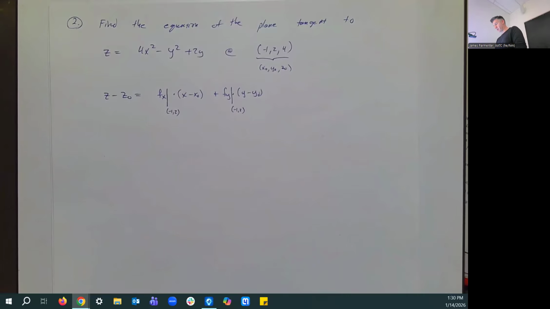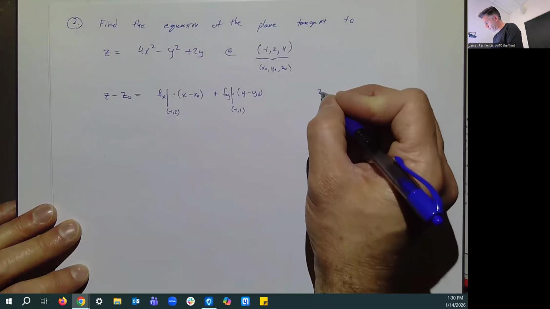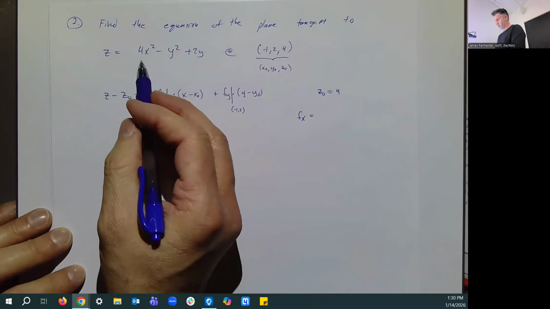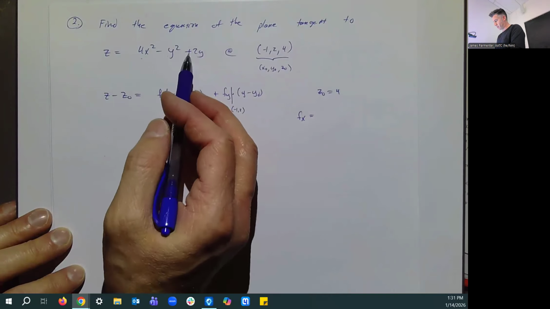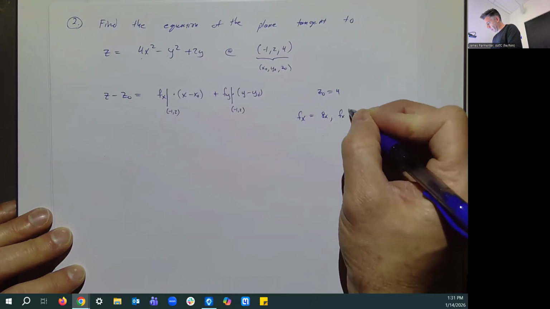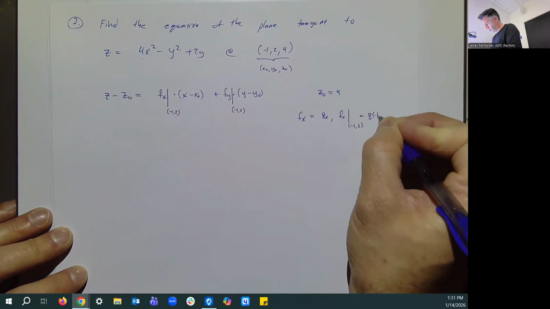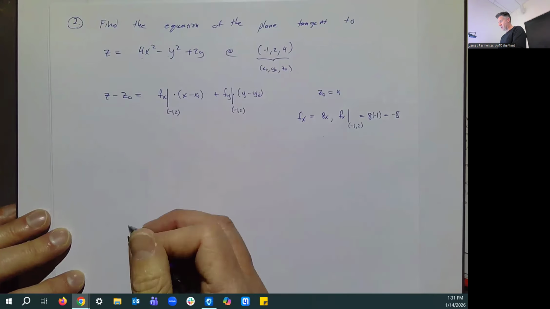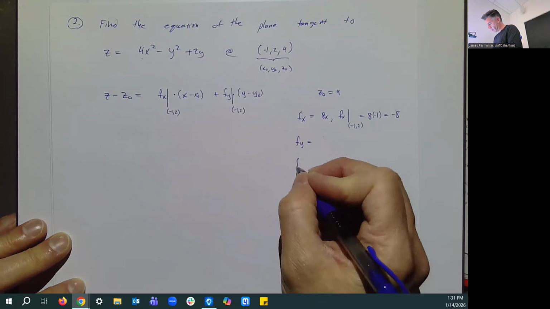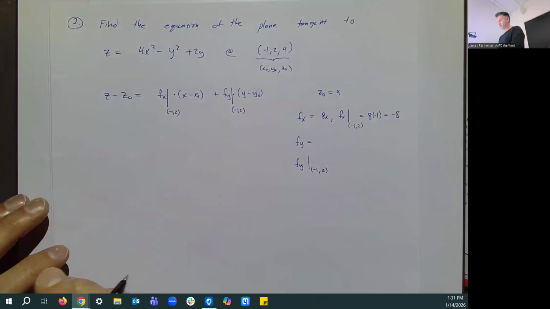Okay, so I got to find some things here. So let's see. My z naught is 4. My fx, take the partial derivative, I'm going to get 8x minus 0 and plus 0. So my fx evaluated at -1 comma 2 is going to be 8 times -1, which is -8. Why don't you all find fy and then find out what you get when you plug in -1 for x and 2 for y.